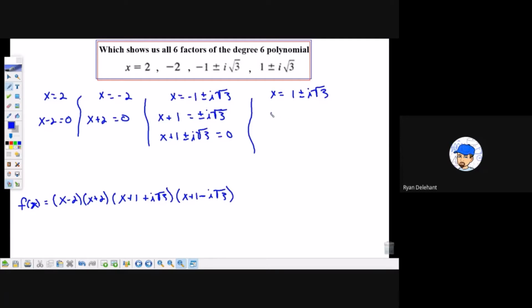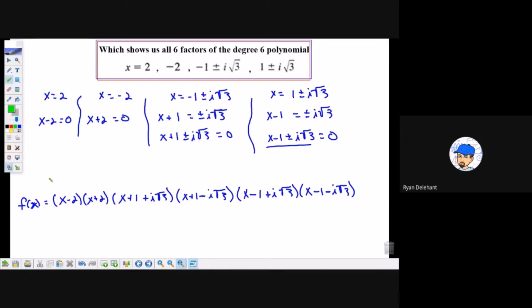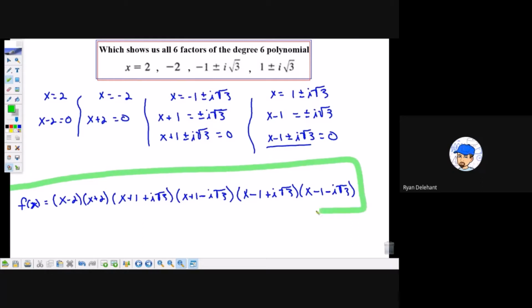I'm going to solve this one for 0, minus 1. And because of that plus or minus symbol, it just kind of goes with it. So this is in there, and we just got to separate the plus or minus now. It's x minus 1 plus i root 3. And x minus 1 minus i root 3. All different combinations are in there. This is the factored form with the complex zeros listed of that polynomial.